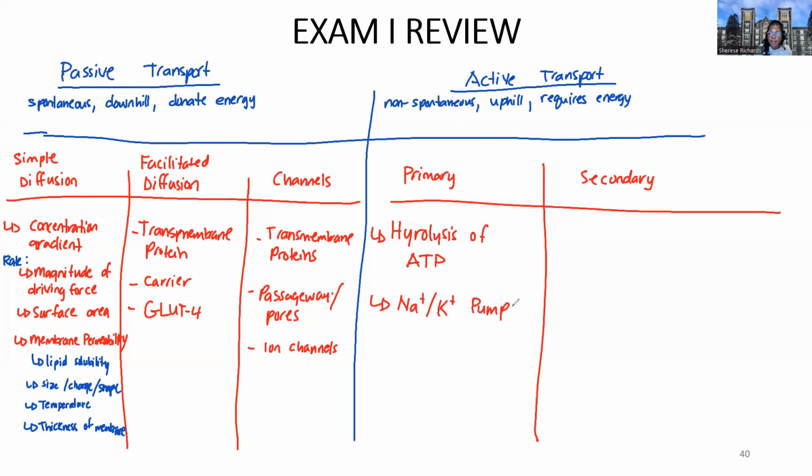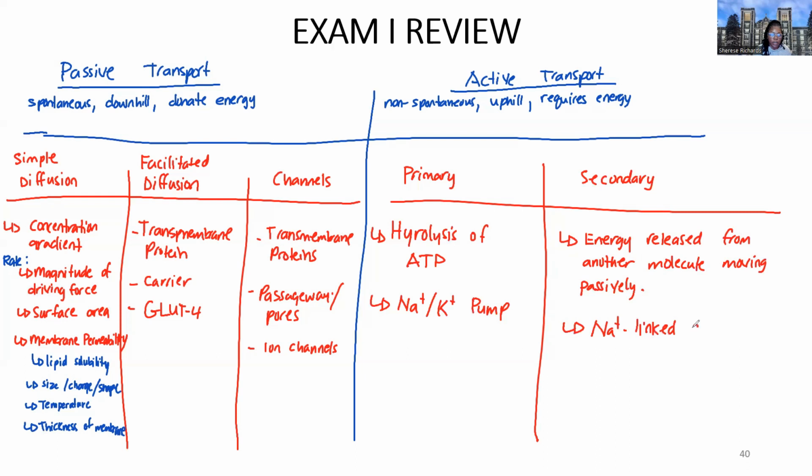The sodium-potassium pump can be compared to secondary active transport, where the energy required is going to be released from another molecule moving passively, or down the concentration gradient. The example that we talked about was the sodium-linked glucose transporter.